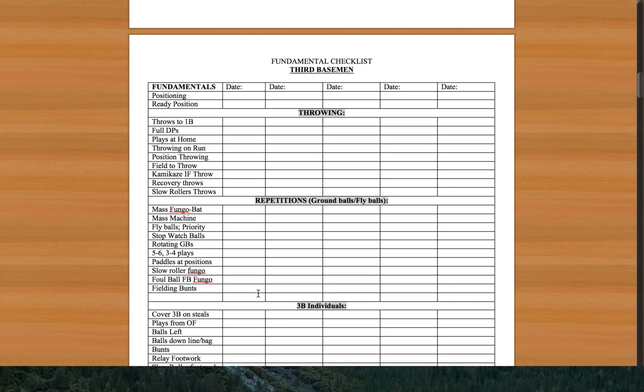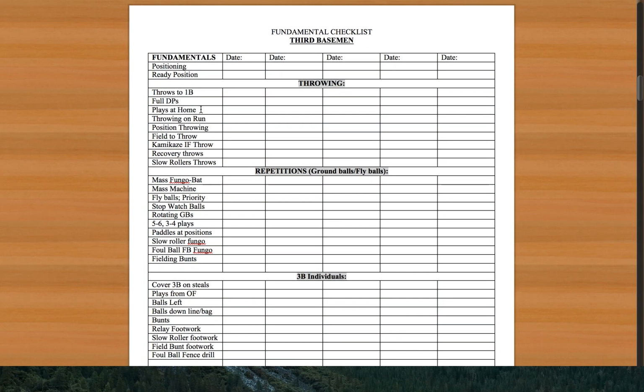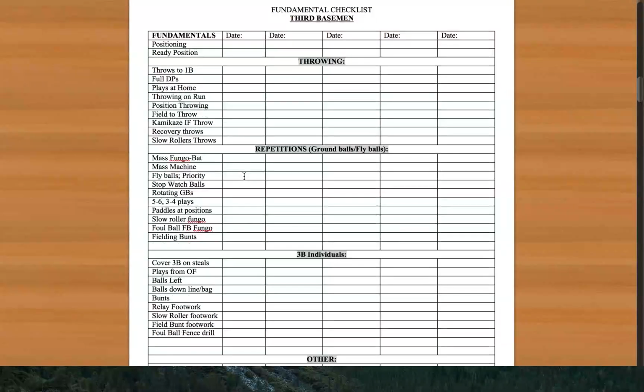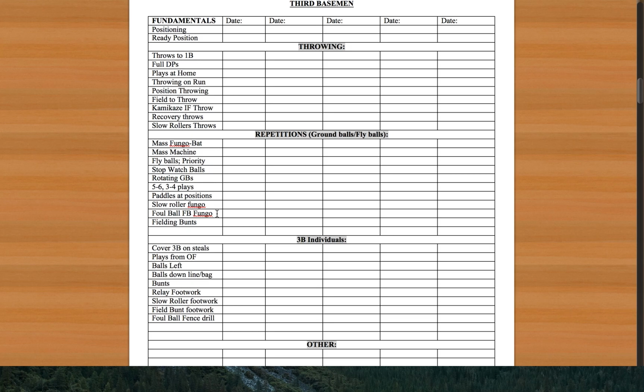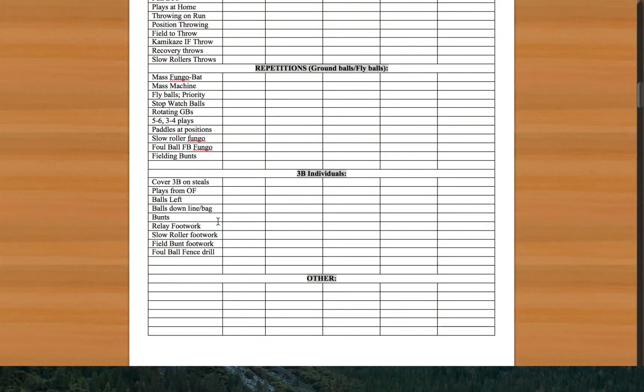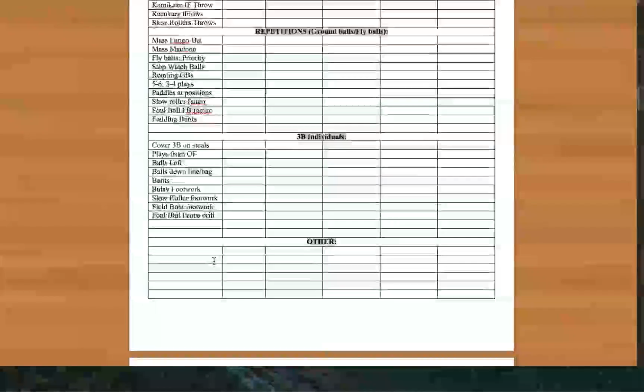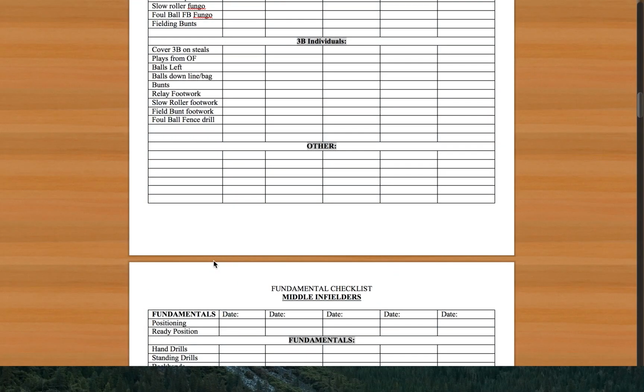Moving to third base, we have the same sheet for that. It starts out with positioning, ready positions, and then again, you've got your throwing drills right here, our repetition work for them right here, and then we've got third base individual drills right here. Individual drills for third baseman: bunts, balls left, plays from the outfield, covering the bag, balls in the line, foul ball fence drill, have them not be afraid of the fence over there.